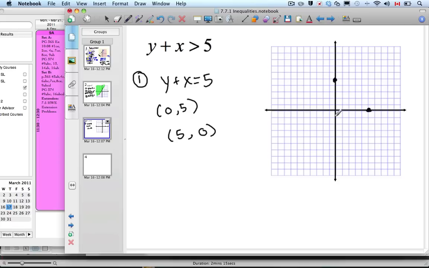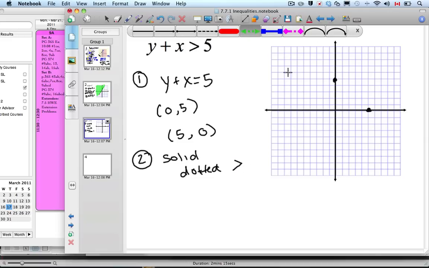Okay, so we did our first step. Second step is, are we going to have a solid or dotted line? Well, it's a greater than sign. There's no equal sign. So therefore, it's going to be dotted. I even think this fancy tool has a dotted one in it.